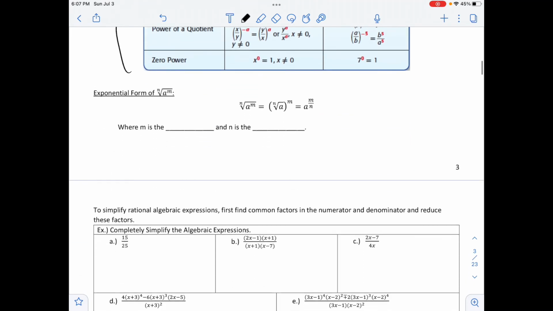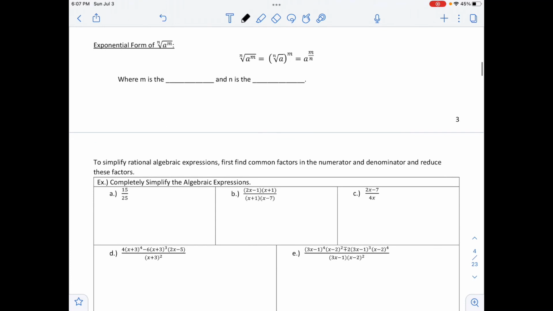In addition, we also have exponential forms that are going to be rational exponents. And so we are able to write the root of something raised to a power. And so we have the nth root of a to the mth power, which is equivalent to saying the root first and the power second, which is equal to a to the m over n, where m is the power, or you can also say exponent, and n is going to be the root of that base.